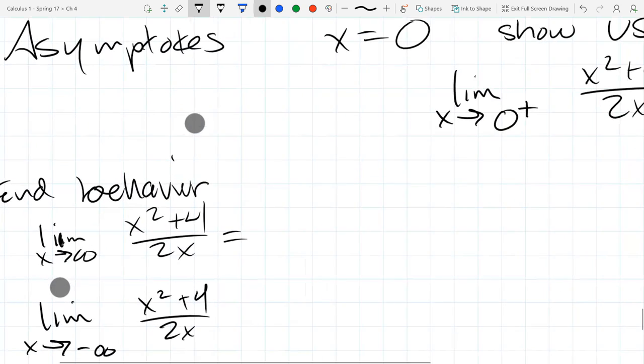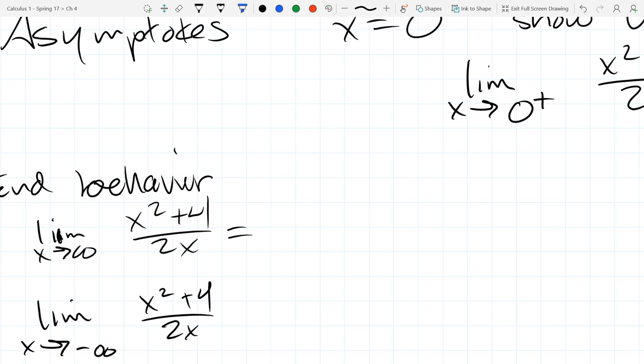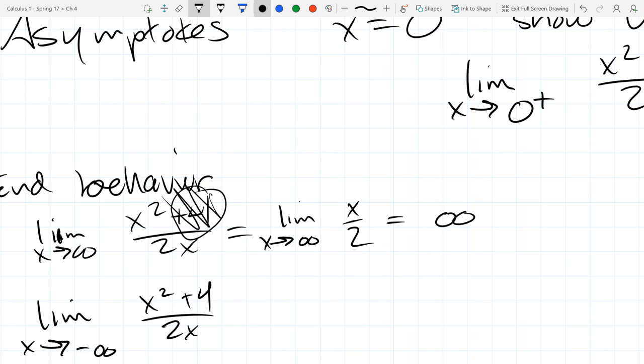Let's do positive infinity first. Because x is approaching positive infinity, does this plus 4 make much difference? Nope, you're going to have a huge number squared plus 4. So if you got a trillion squared plus 4, I don't care about the plus 4. So we're going to do the physicist method and ignore the plus 4. So what does this reduce to? Basically, x over 2. And this is infinity over 2, or positive infinity.